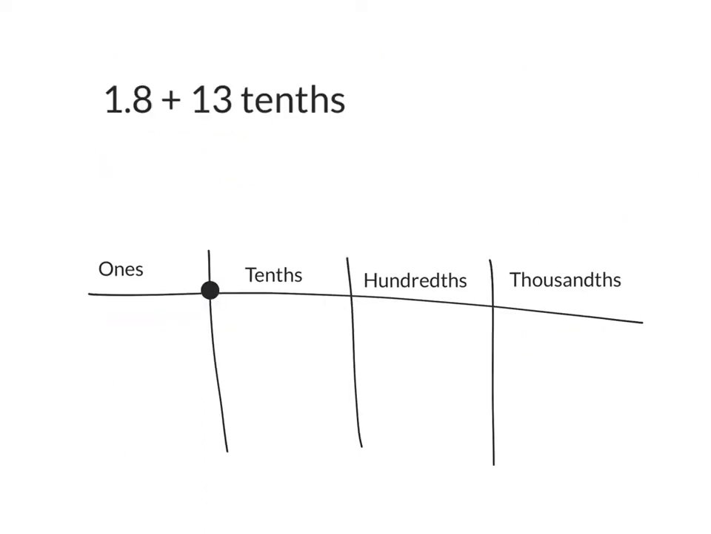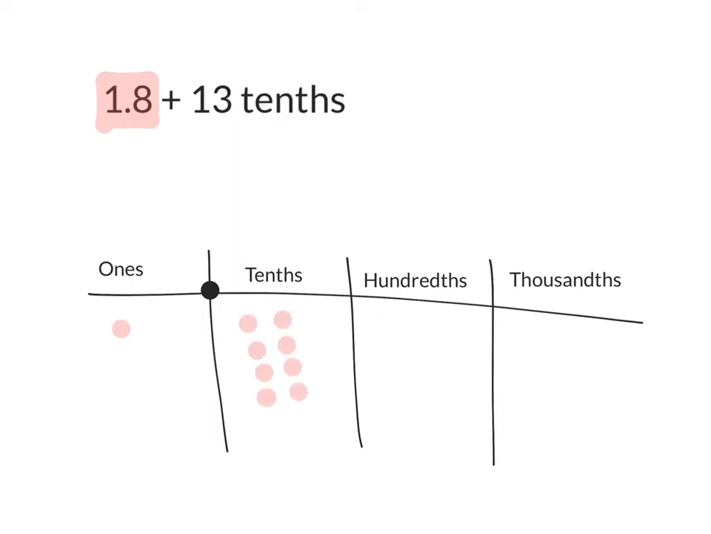Okay, in this case we have 1.8. Now, the 1.8 tells me I have how many ones? 1. Okay, so I'm going to put 1 dot in the ones. And how many? 8. This is 8 whats? 8 tenths. Very good. So I'm going to put 8 dots in the tenths column.